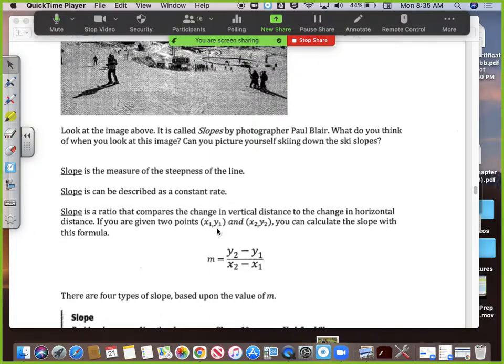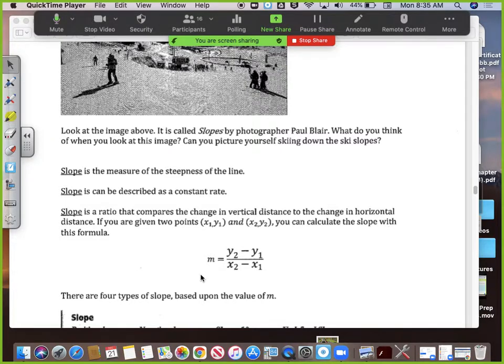If 2 points are given, like x1, y1, and x2, y2, you calculate the slope with this formula. Today we're actually going to go over this formula. On Wednesday we did not. I just skipped over it and showed you the different types of slope. Today we will be going over how to find the slope given this formula.